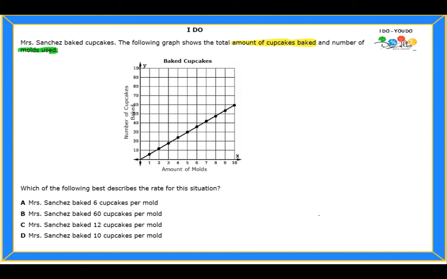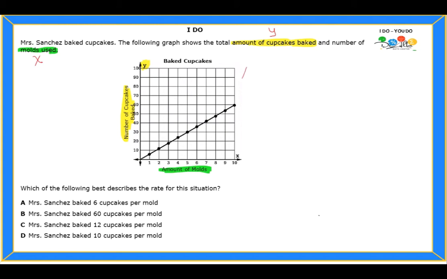We need to identify where the labels are going to be for X and Y. So the Y is my number of cupcakes that she bakes, and the X is the amount of molds that she needs. With that in mind, I'm going to go back now and write down my X and my Y on the problem. So the amount of cupcakes that she bakes is my Y, and the molds that she uses is my X.